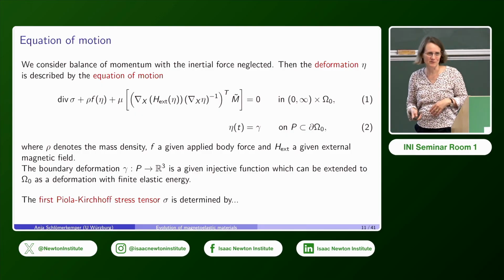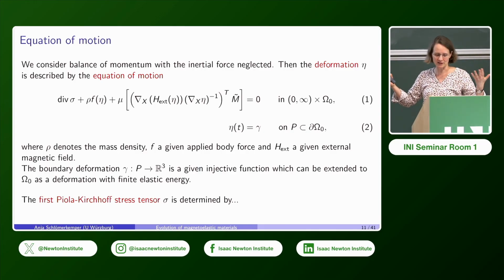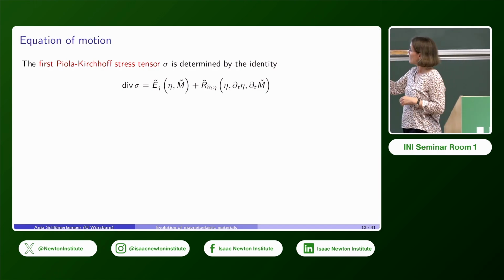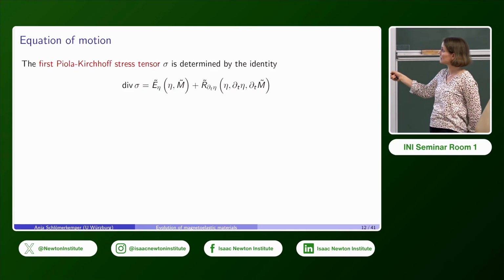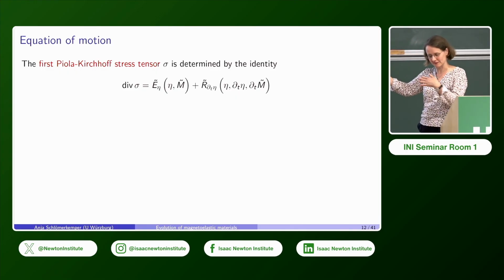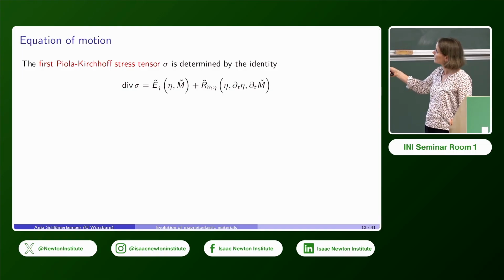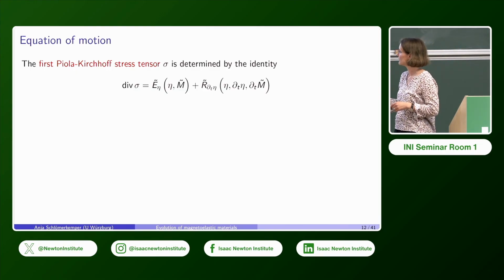This is what we need to define, and as I said, we want to follow the variational approach, so we start from our energy and the dissipation. The first Piola-Kirchhoff stress tensor is then given by the variation of an energy that I still need to define with respect to the deformation, and this R tilde is a dissipation potential, the variation of a dissipation potential with respect to the time derivative of eta.